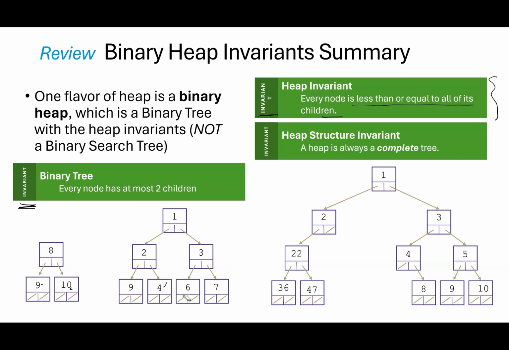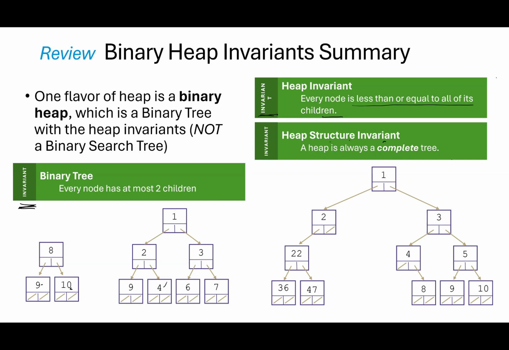Okay, so next, the third invariant that you cannot violate, or the third condition to be a priority queue. This is the heap structure invariant. So this is a binary tree, but this one has a very specific structure. A heap, as we said, like priority queue and heap, we are actually using these terms interchangeably. So a heap is always a complete tree. What is a complete tree?